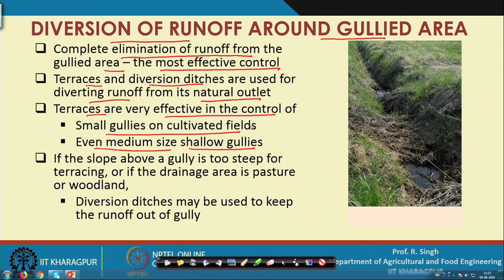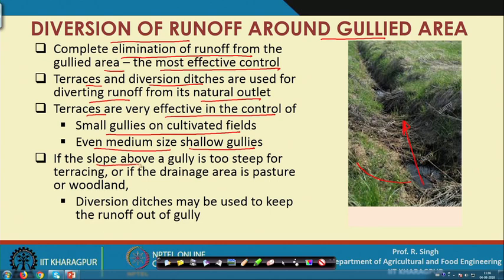So, basically what we are saying is that gully typically, if flow is allowed along the gully, will go to its natural outlet. But what we are saying here is that we will divert the flow, we will not allow the flow to pass through this gully. So, we will construct terraces or diversion ditches, so that the flow can be taken to a different outlet, and so flow will not pass through the gullied area, that is the function here.